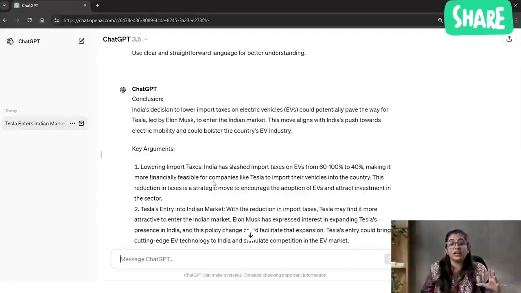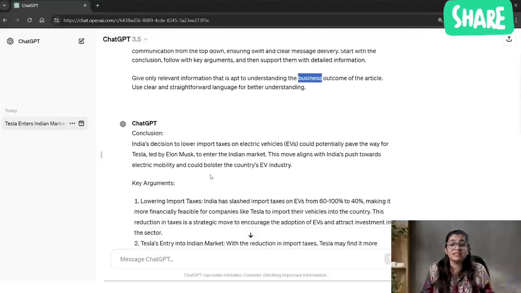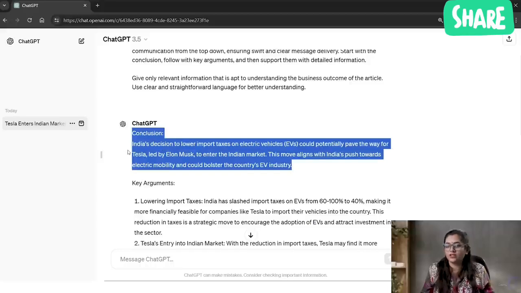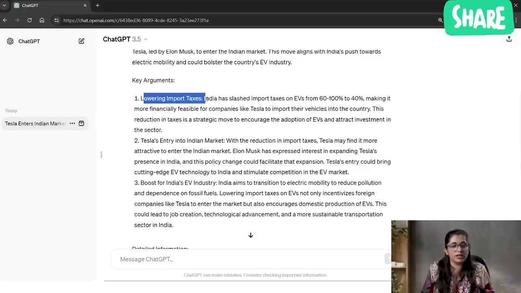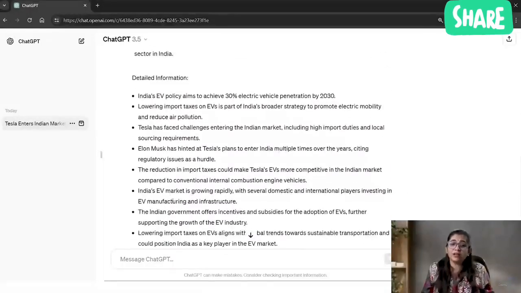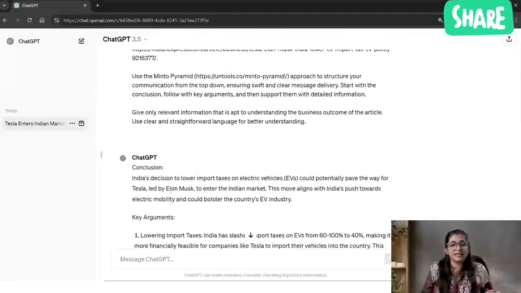So basically, because we are asking for business, business needs the conclusion first. So we have concluded this first, that India's decision to lower import taxes on EVs could potentially pave the way for Tesla, led by Elon Musk, to enter the Indian market. Now, key arguments are lowering import taxes, Tesla entry into the Indian market, boost for India's EV industry. Then we have detailed inputs from that report only that are mentioned here. So this is a text summarization in a structured way.